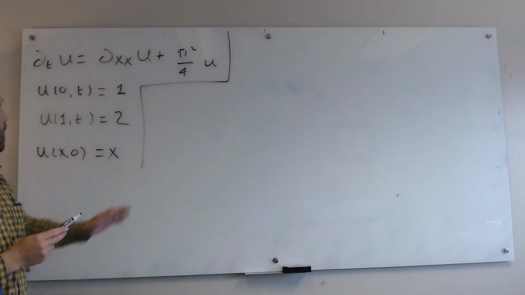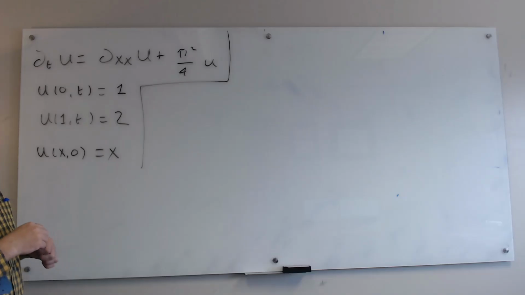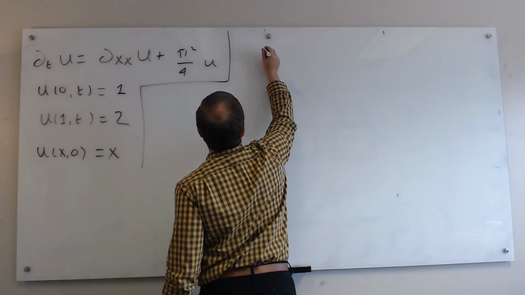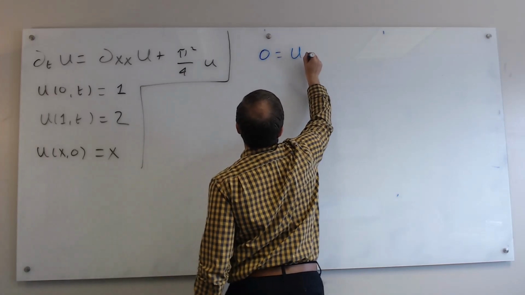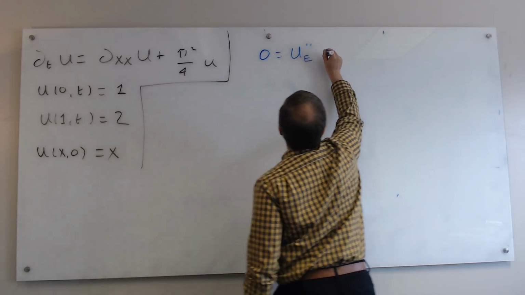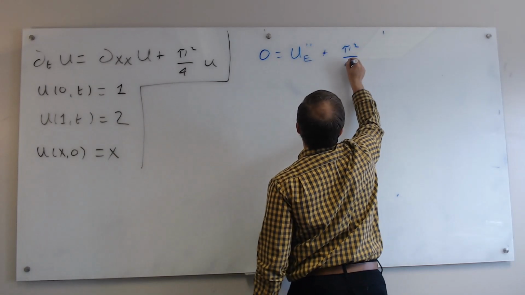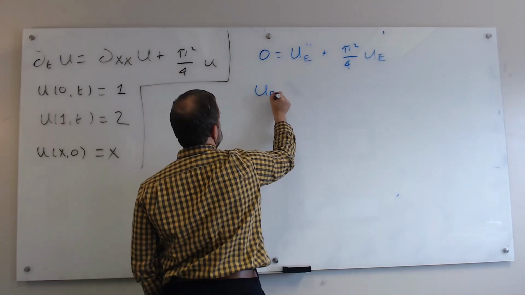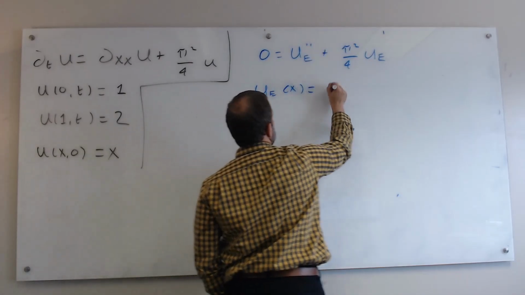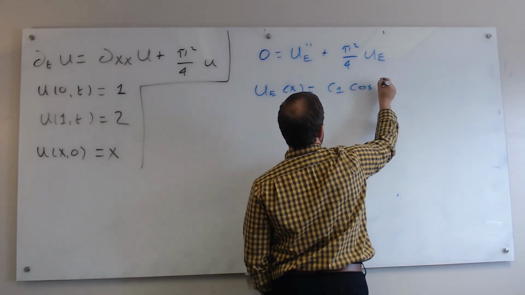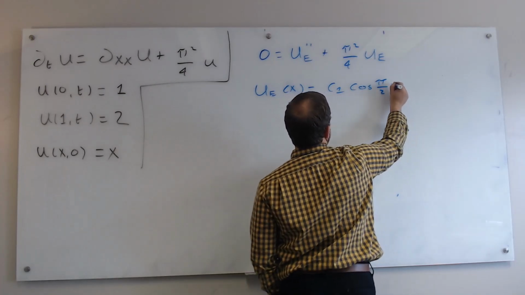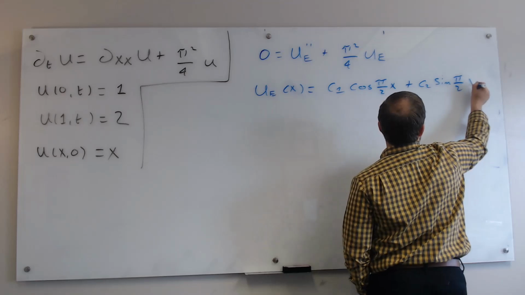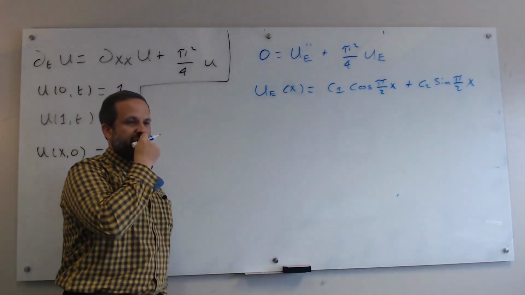Okay, so we have non-homogeneous boundary conditions. So now the difference here is that our equilibrium function is going to satisfy 0 is equal to u_e double prime plus pi squared over 4 u_e. And this gives the general solution: u_e of x is going to be c1 cosine pi over 2 x plus c2 sine pi over 2 x. This is just solving a second order differential equation.